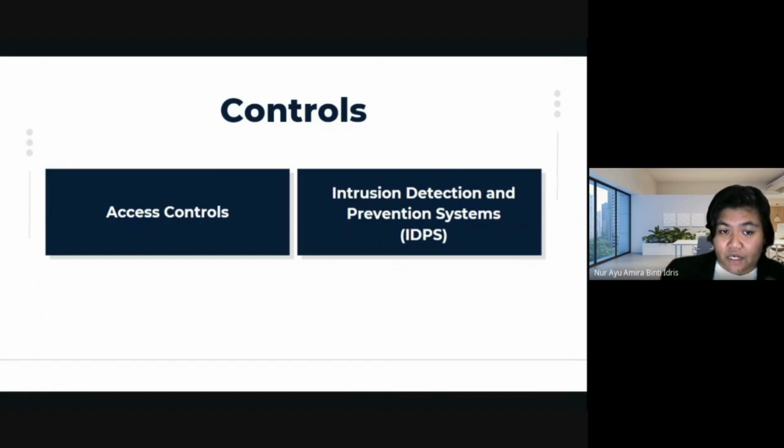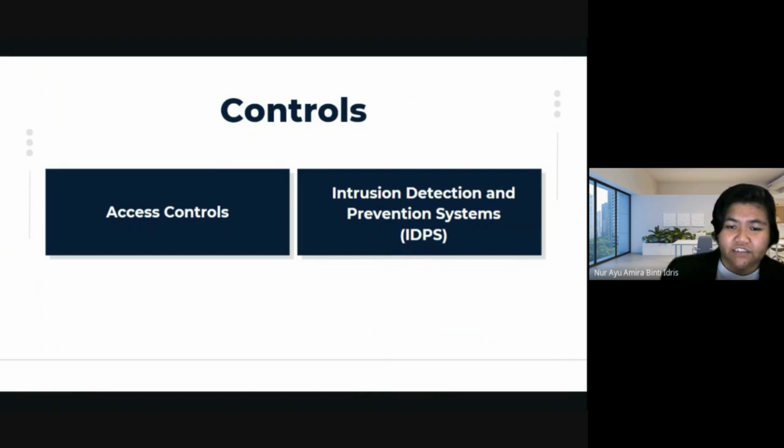So the first one is access controls. Access controls are crucial security measures for a data storage system. Role-based access control, called RBAC, and also attribute-based access control, called ABAC, are two commonly used access control models. So RBAC, also called role-based access control.